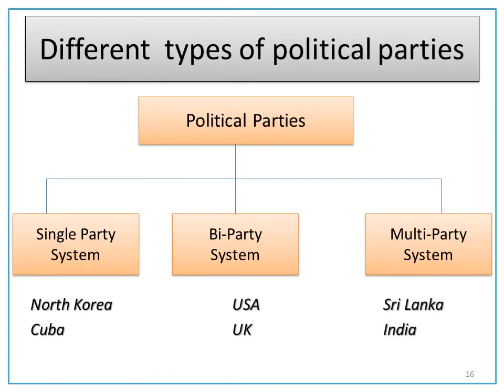There are three types of party systems in the world. The first one is the single party system. Single party systems are run in North Korea and Cuba, bi-party systems are found in the USA and UK, and Sri Lanka and India consist of multi-party systems.